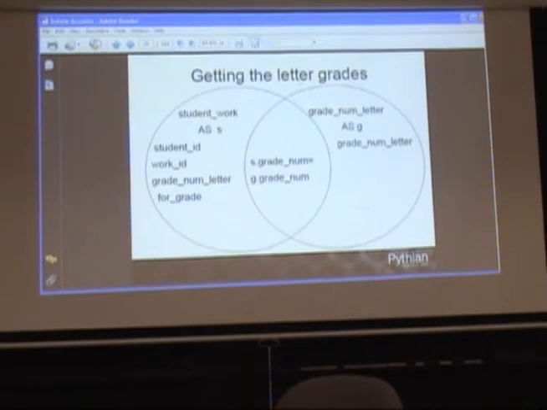So getting the letter grades, we actually did this already. We updated it, but I'm putting this in here as the table. So you have student work as S in here, grade num letter as G in here. So grade num letter has G grade num and grade num letter here. So this is not something that's being joined on. This is still the inner join scenario. Here you're joining on the grade num field, and here the student ID, work ID, grade num letter, for grade, they're not being used in the join. They may show up in the result from an inner join, but they're not what's being joined on.